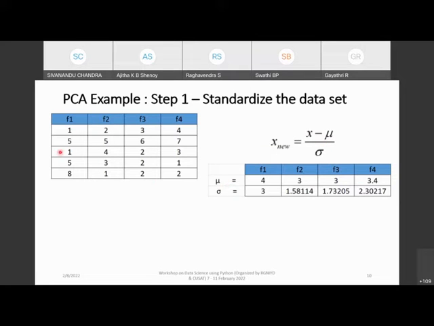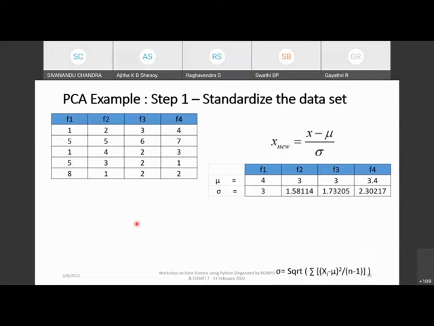So mu you can calculate just by taking the average of this. You can see that 5 plus 1 equal to 6, 6 plus 1 is 7, 7 plus 5 is 12, 12 plus 8 is 20, 20 divided by 5 is equal to 4. So 4 is the mean of F1. Similarly, you can calculate the mean of F2, F3 and F4, and it is mentioned as 3.4 here.